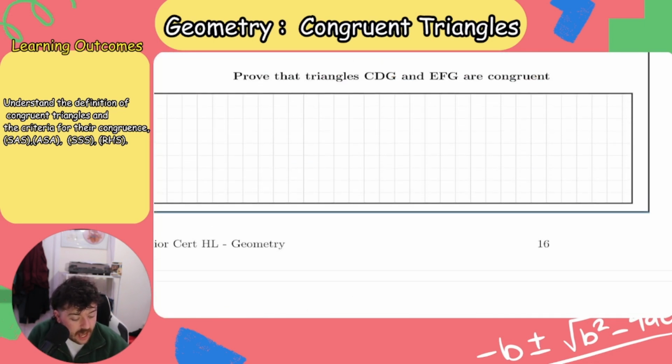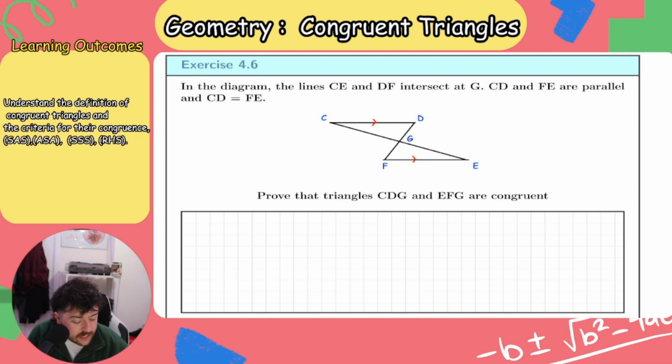Let's have a look at another question here. In the diagram, the lines CEDF intersect at G. CD and FE are parallel, and CD is equal to FE. Prove the triangles CDG and EFG are congruent. In the question, it gives us that these two sides are equal. Also, these sides are parallel. I am seeing parallel lines and a transversal, so what am I thinking of? I am thinking of my angle theorems.